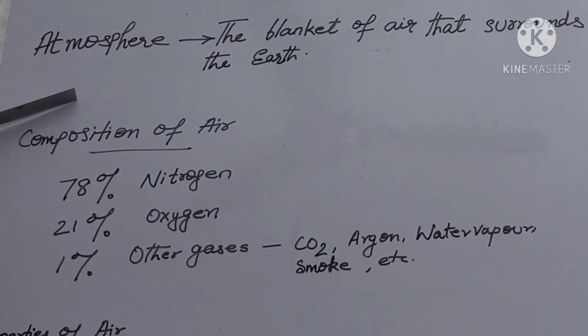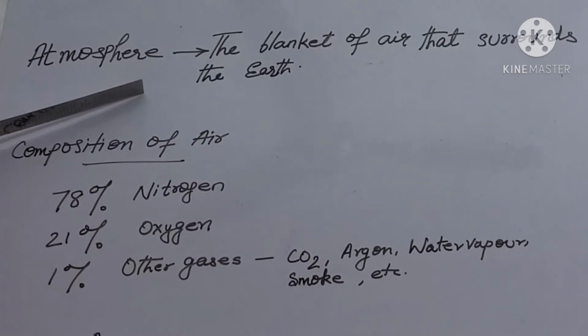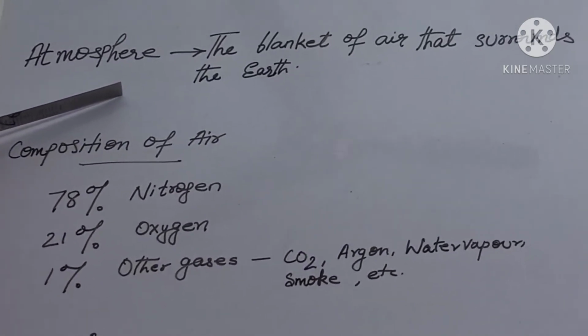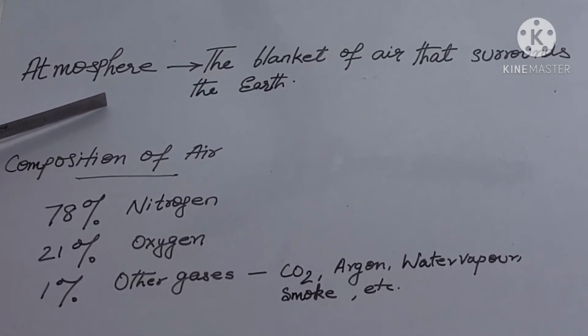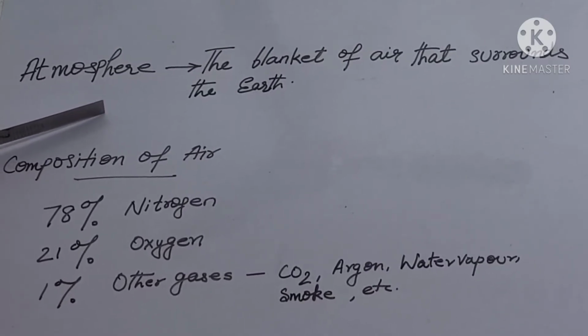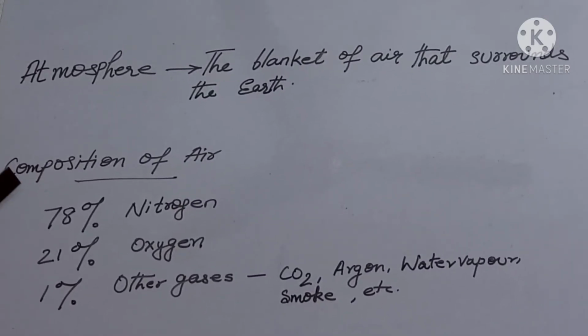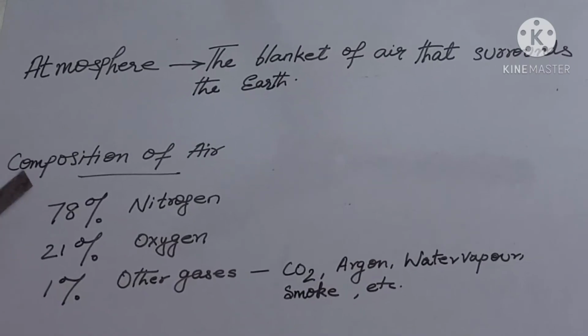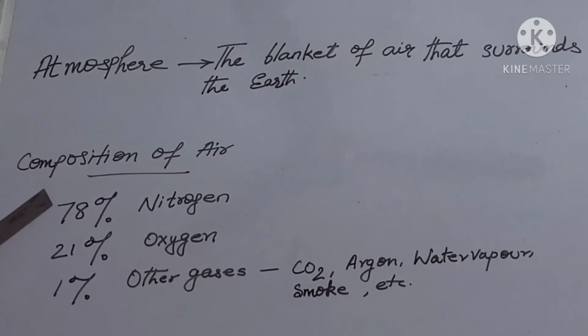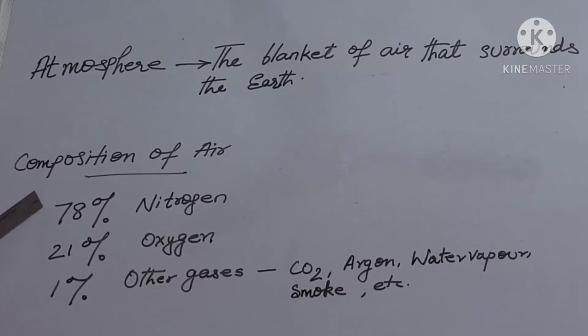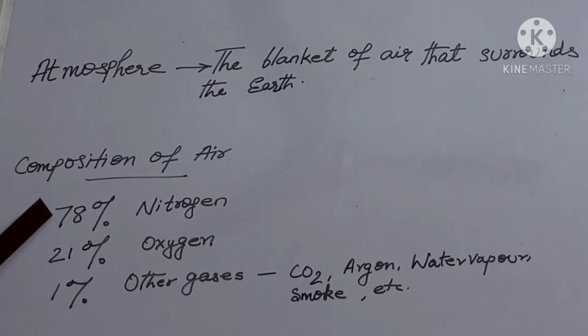Atmosphere. The blanket of air that surrounds the earth is called the atmosphere. It is held around the earth by the gravitational force of the earth. Now we will study the composition of air. Air is a mixture of gases. It contains many gases which are essential for the survival of plants and animals.